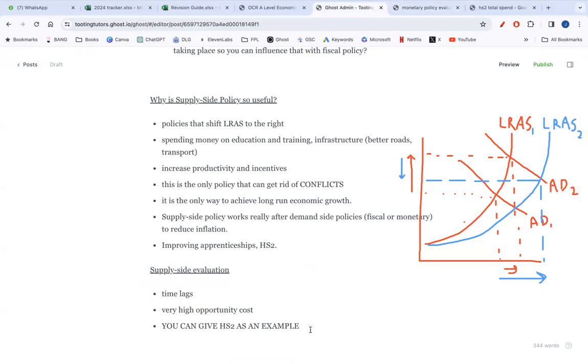Where are they getting 100 billion from? That's what I'm trying to find out.